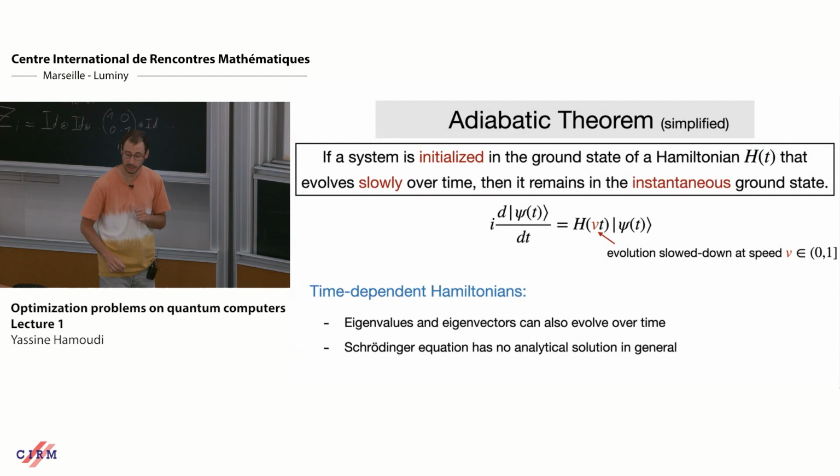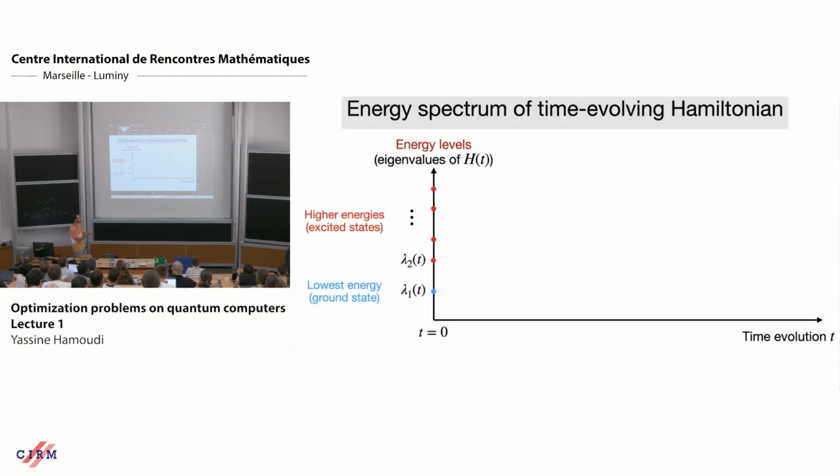Okay, so now this is a time-dependent Hamiltonian, which is an object which is more complicated to study. Like the eigenvalues and the eigenvectors will also evolve over time. And in general, the Schrödinger equation has no analytical solution. Okay, so it's more complicated to analyze than a time-independent Hamiltonian. So just to give you an idea of what the evolution could look like.